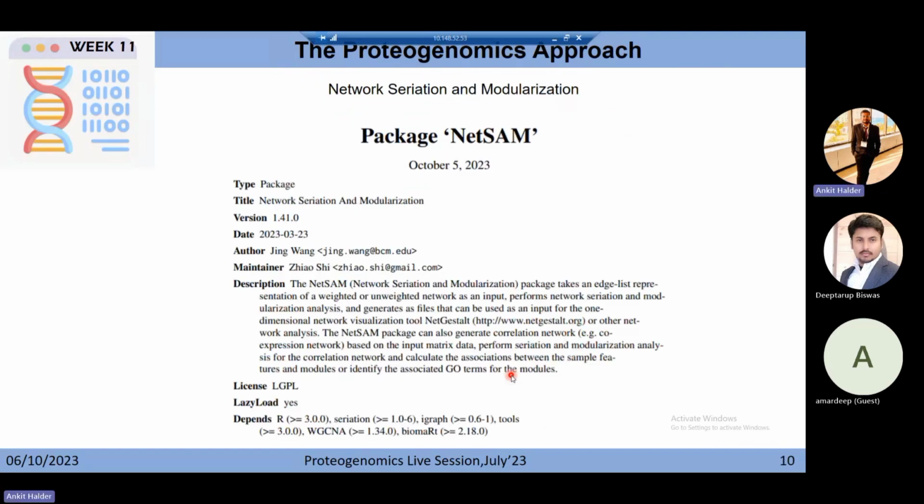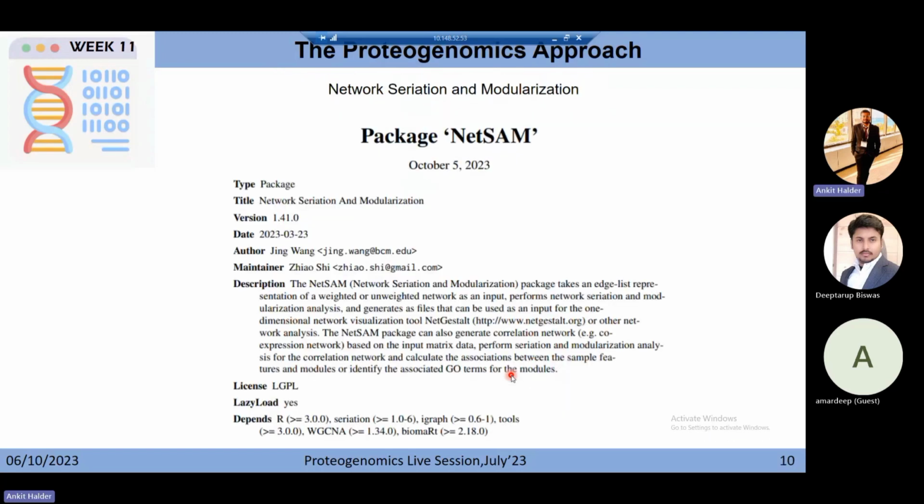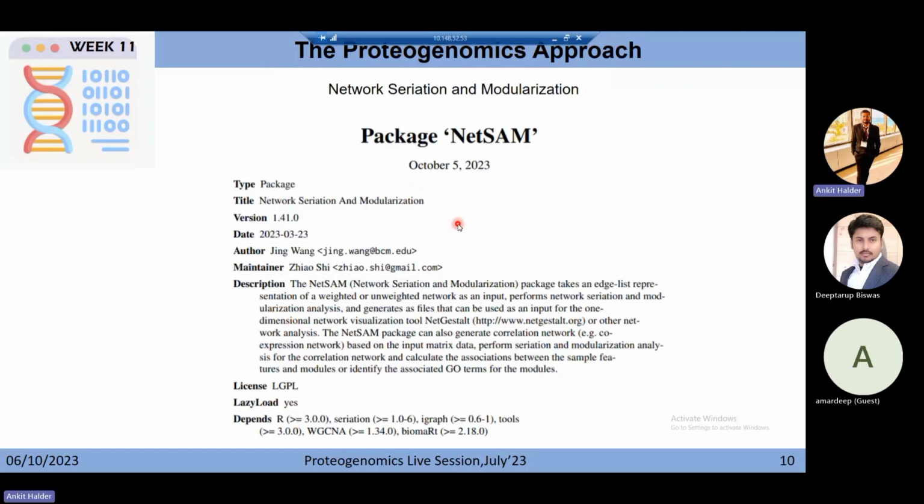So if you are asked to get the networks or co-expression networks for a certain data set or certain kinds of genes, you can definitely try an R package like WGCNA for finding your weighted correlation network analysis. Similarly, another package for network serialization and modularization is NetSAM, which also gives us weighted correlation. So apart from WGCNA, you can use NetSAM as well.